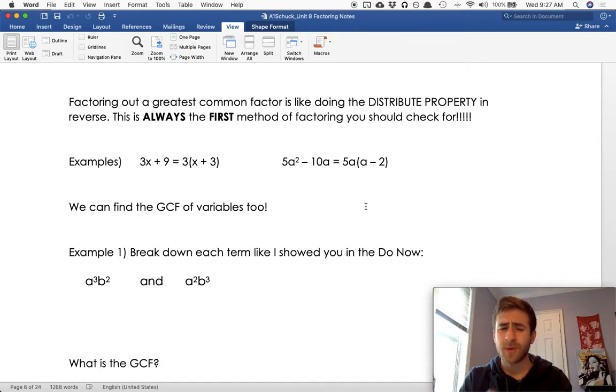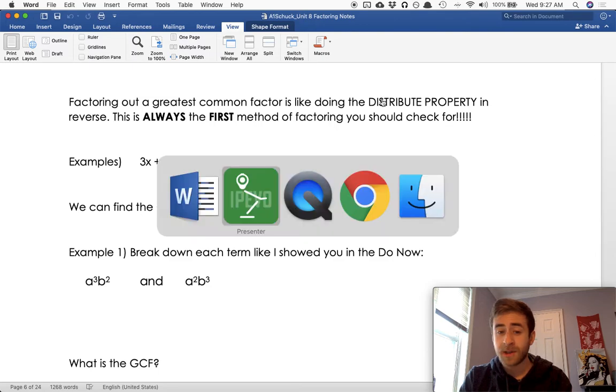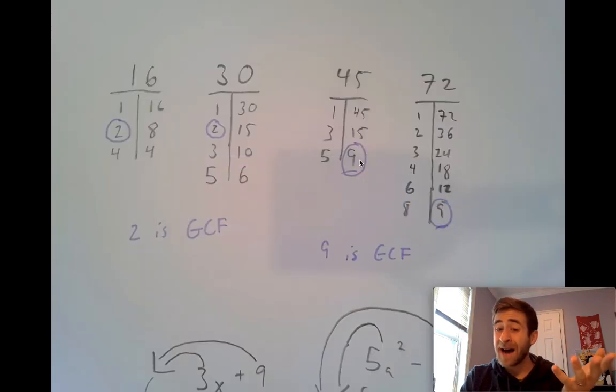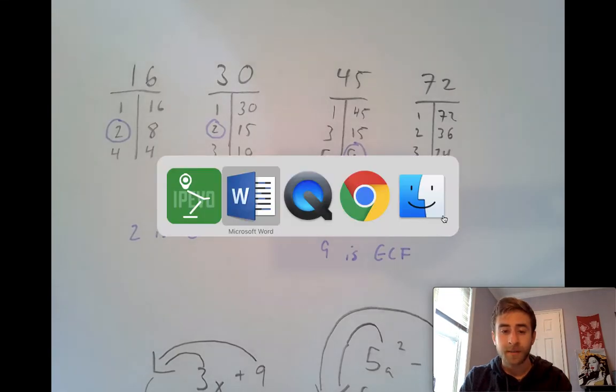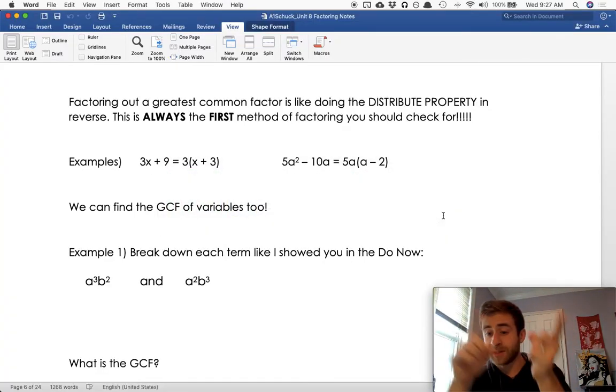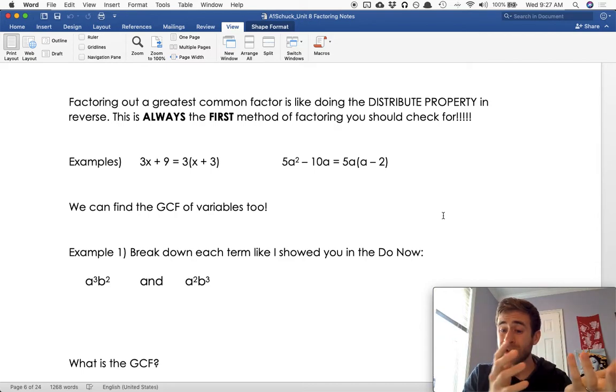The reason I switched to that is it says this is the distributive property in reverse. It's like saying I can divide a 9 out of 45 and 72. Distributing is just multiplying something into a set of parentheses, so the reverse is like dividing something out of an expression. And that's exactly what we were doing when we found the GCF: what's the biggest number that I can divide out of both of them.